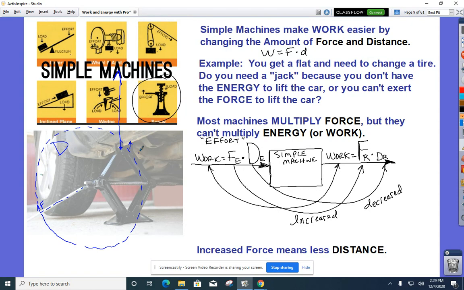Again, simple machines, they just make work easier by being force multipliers. And the connection, again, with simple machines and efficiency is why I still think this is an important topic for you to understand in AP Physics. And that completes this lesson.